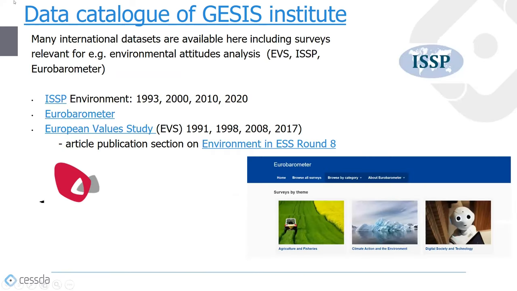So, for example, when you need to get data from the International Social Survey Programme, a very important survey series, which is among other topics concentrated on environment, you can go to this GESIS Institute catalog, register online and download an integrated data set for 40, 50 countries. It depends on the wave, how many countries participated, but it's a huge data set covering each continent.